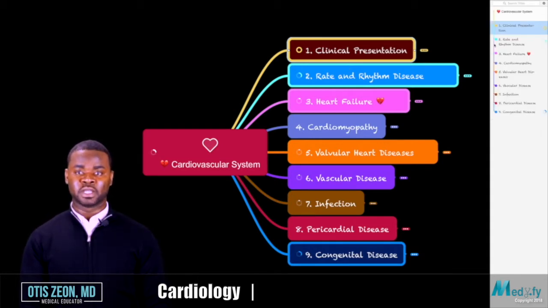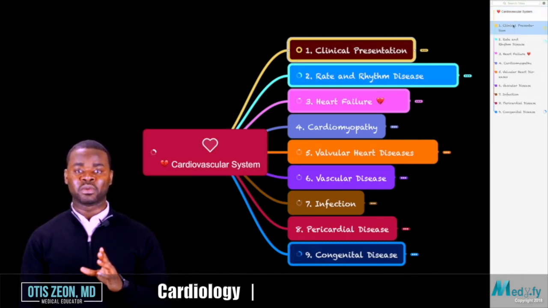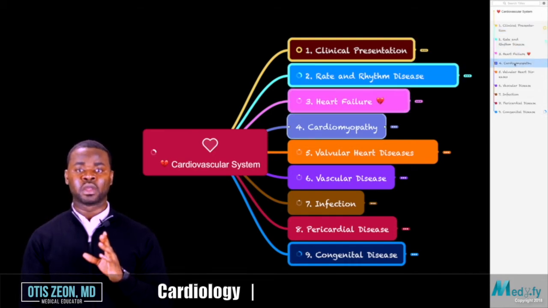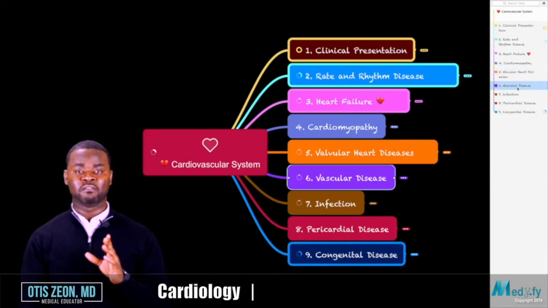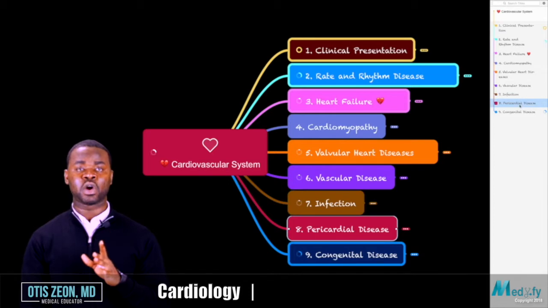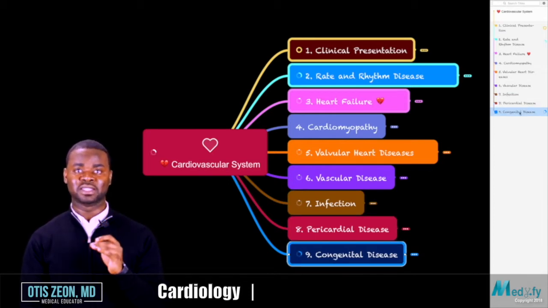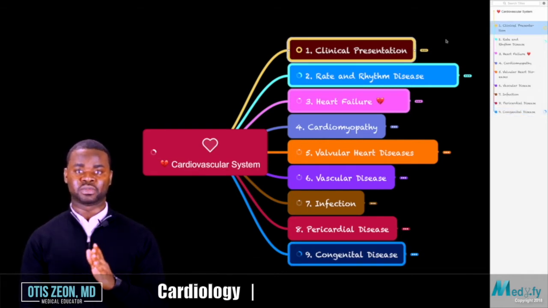In the cardiovascular system, unlike most courses, we are going to talk about the clinical presentation, rate and rhythm diseases, heart failure, cardiomyopathy, valvular heart disease, vascular disease, infections, pericardial diseases, and wrap this up with congenital heart diseases. In that regard, then, let's talk about clinical presentation.